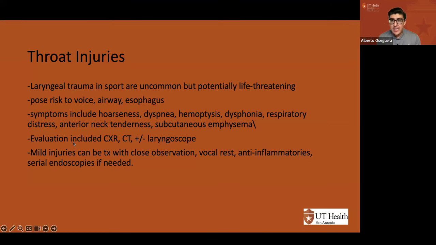Evaluation will include a chest x-ray, again, to evaluate for a pneumomediastinum. A CT will give a better evaluation of the soft tissues and any fractures, either to the hyoid or the trachea. Then you'll want to incorporate ENT, because they will usually require a laryngoscope evaluation. Mild injuries, just blunt force trauma, you can monitor with close observation, vocal rest, anti-inflammatories, and then, depending on ENT evaluation, serial endoscopies. Once they start feeling better, their respiratory symptoms aren't compromised, and their pain is well controlled, they can usually return to sport, with protective equipment.